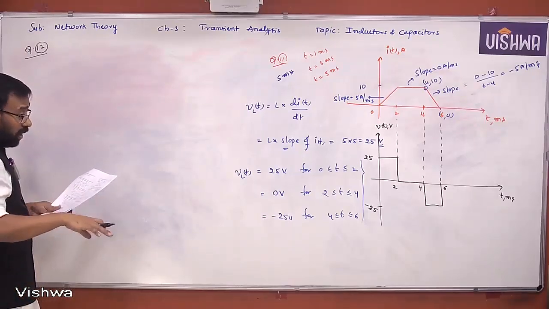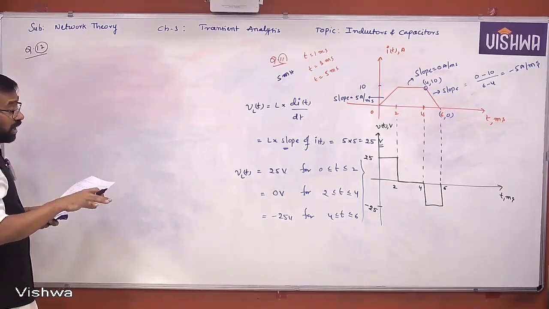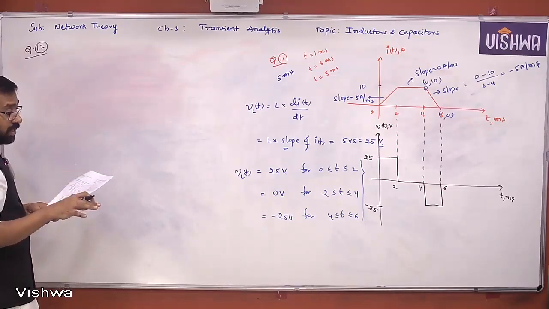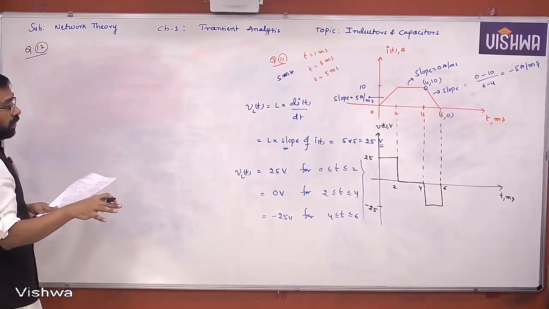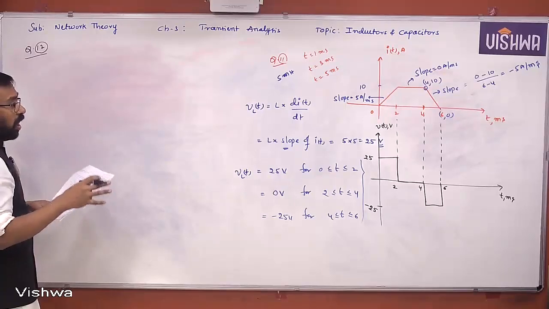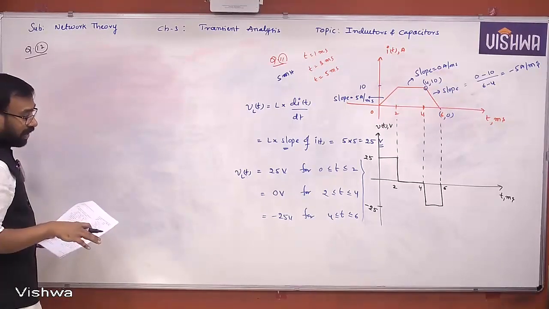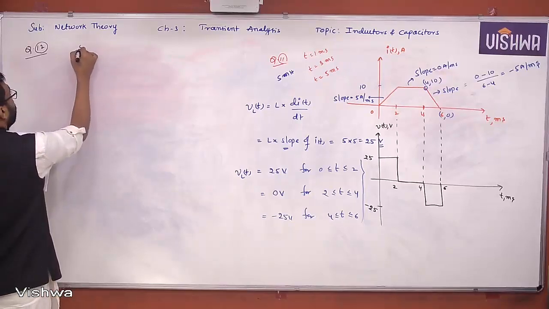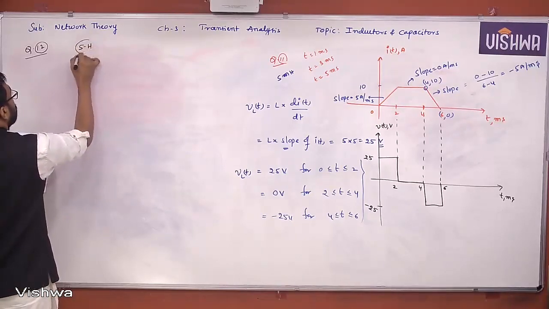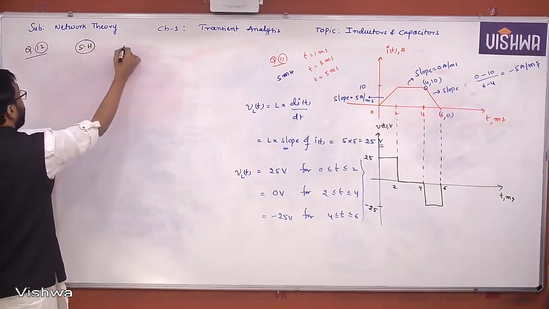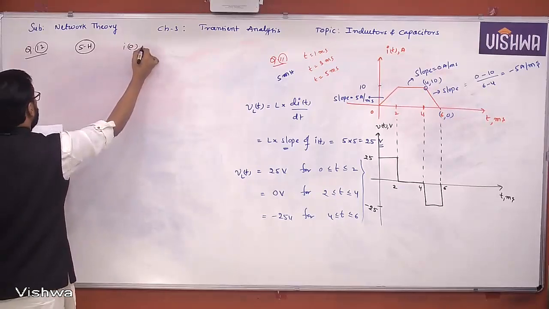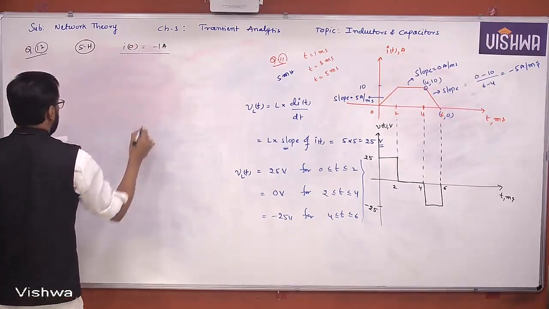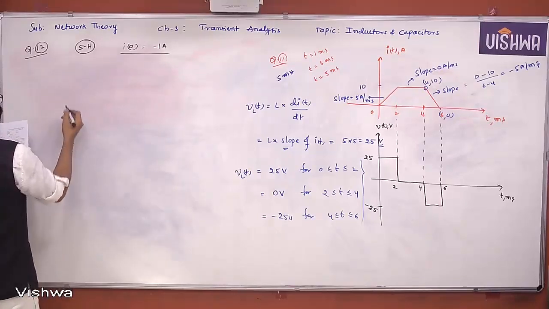He has given the voltage, but the voltage function has not been given. Instead, he has given us the waveform. If you have a waveform, you know how to obtain the mathematical form of it. So let's try to find that. A 5 henry inductor, and I of 0 is very important to observe. I was telling you that sometimes he will give you directly or indirectly the initial values also.